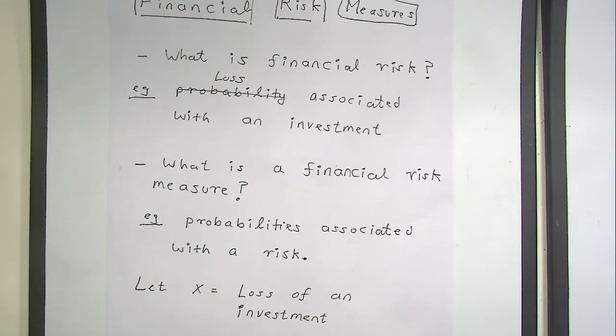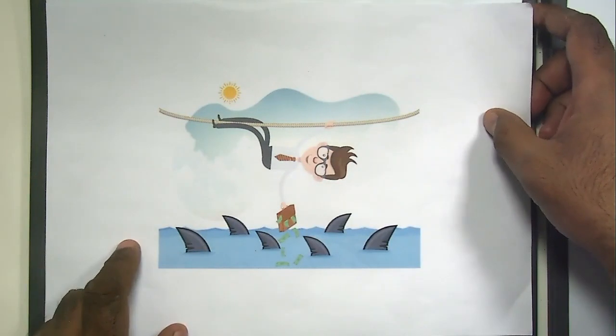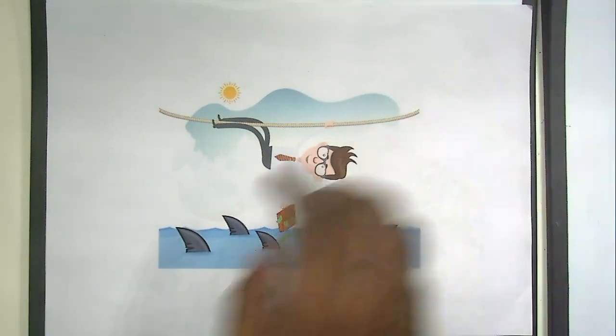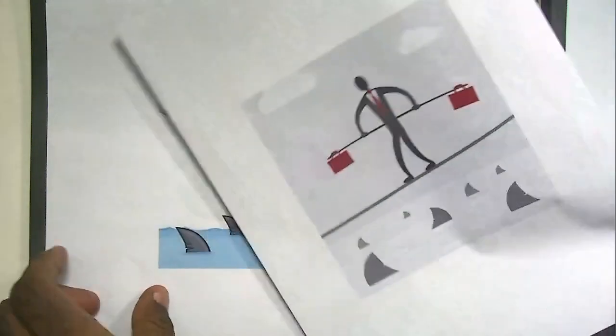Then I showed you two funny pictures. These are the pictures I showed you yesterday. This is a risk, right? This is a picture of another risk. Two risks. So pictures of two risks.